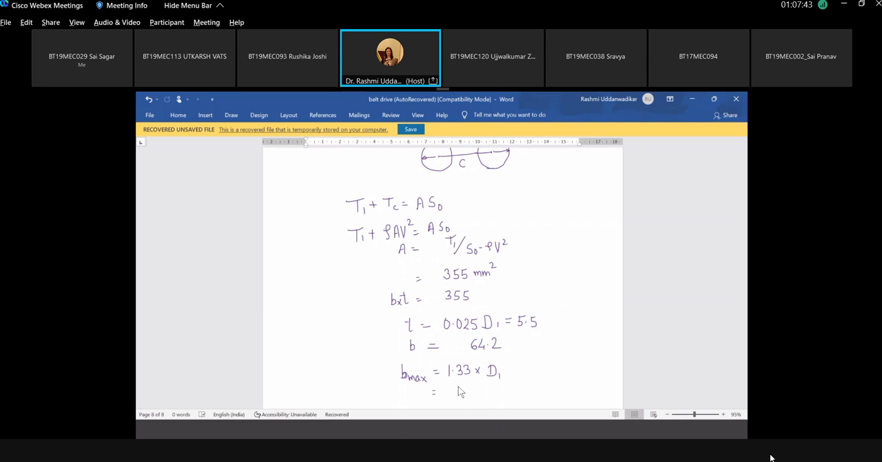B maximum is 293. So this is safe. So our B value is definitely less than B maximum. It is not crossing the maximum limit. So from this perspective, this design is safe.